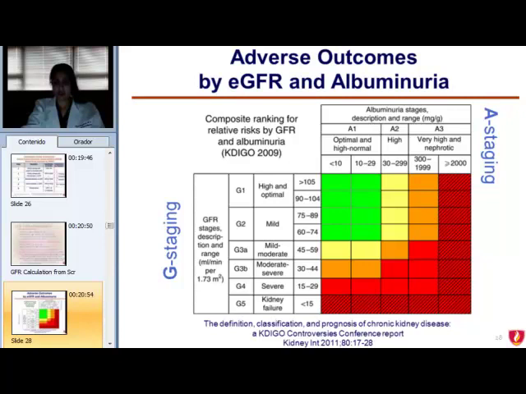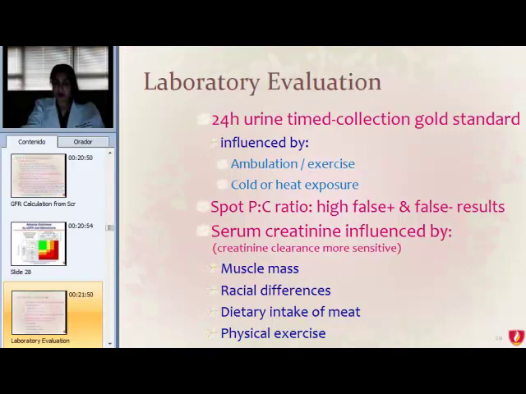Previously, what used to be termed microalbuminuria is stage A2, and then, of course, there is high and nephrotic range proteinuria. The important thing to remember is that patients who have nephrotic range proteinuria, even though they have a normal GFR in their G1 stage, have a relatively very high risk of adverse outcomes.